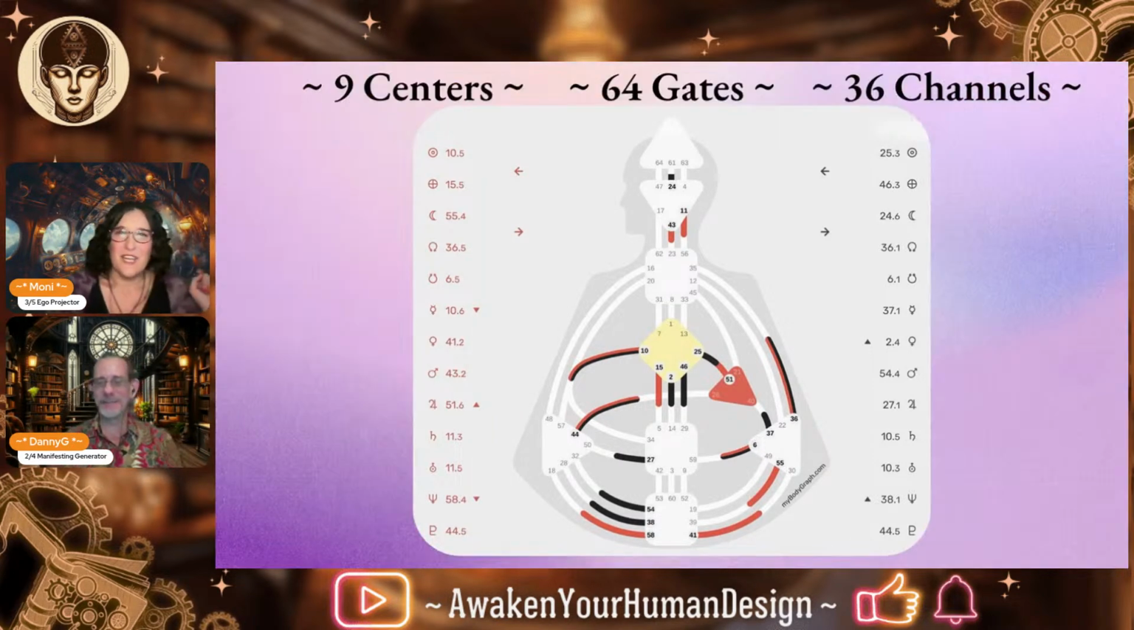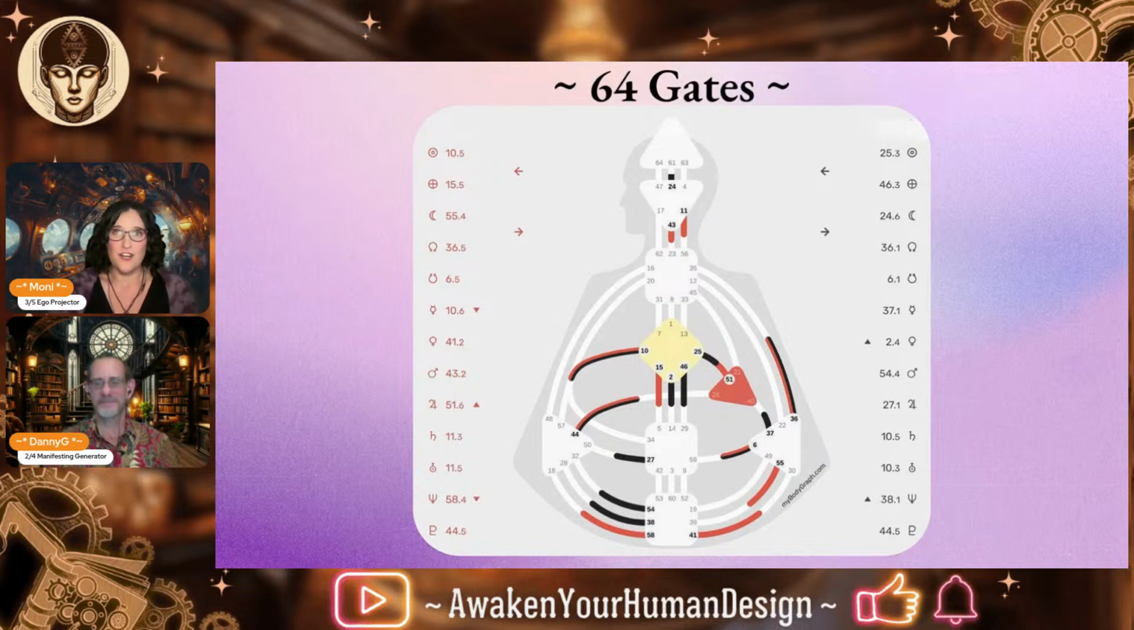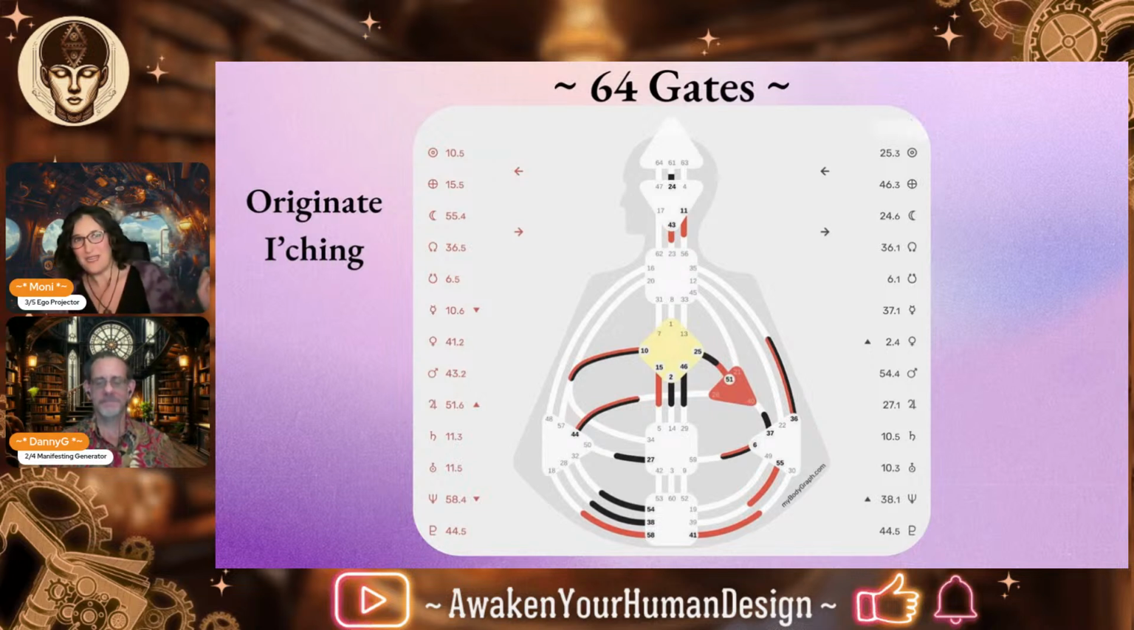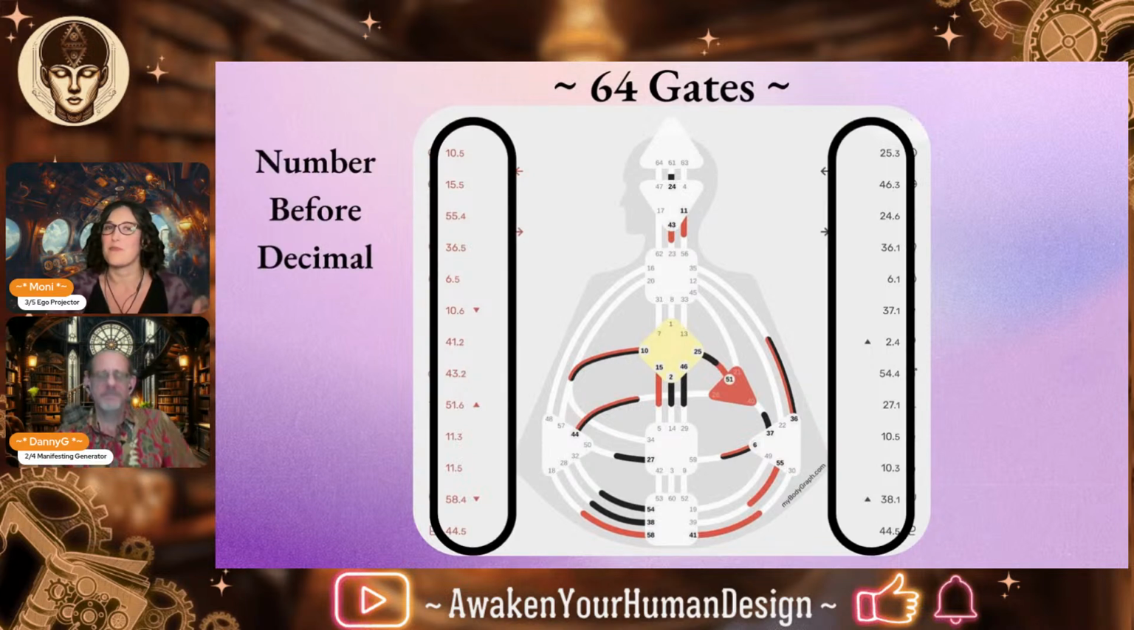Absolutely. Then moving on, if you look at the body graph, there are 9 centers, 64 gates, and 36 channels. So we're going to start off with the 64 gates. The 64 gates originate with the Chinese I Ching. We have a really fun series coming up that I've been working on. We're going to deep dive into the I Ching, so don't worry about learning too much about it now. Just know those 64 gates originate with the I Ching, and we'll go deeper later.